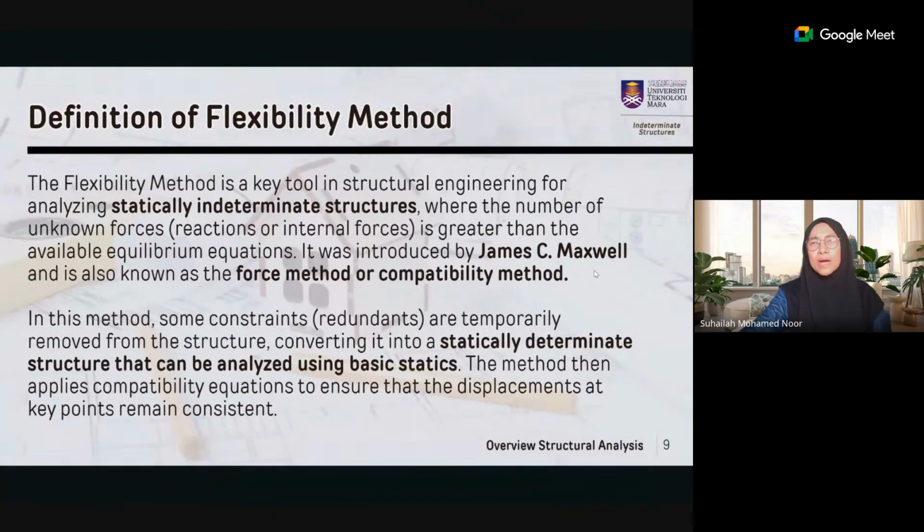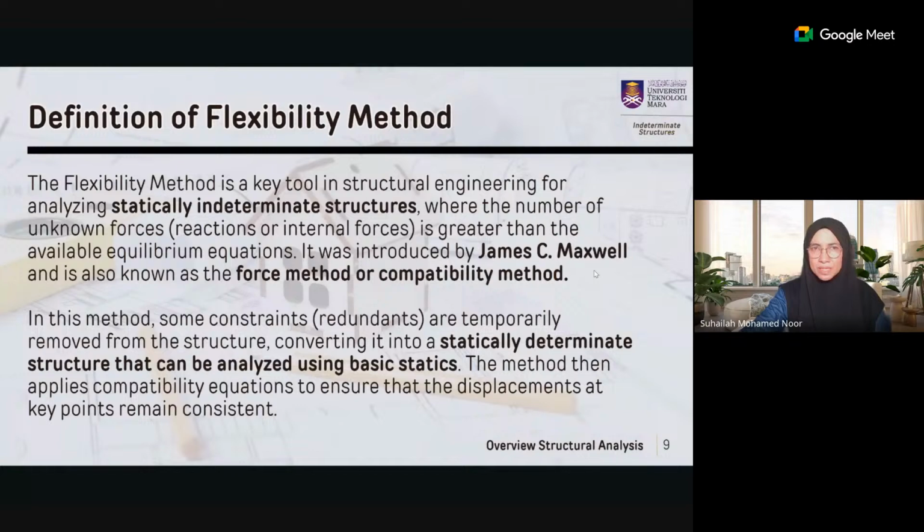session, I want you to understand about redundant, because it is very important. Once you understand what is redundant, how to choose the right redundant, how many possible redundant in the system, what is the primary structure, what is redundant structure, how to draw the right primary structure, how to draw the right redundant structure, that is very, very important.